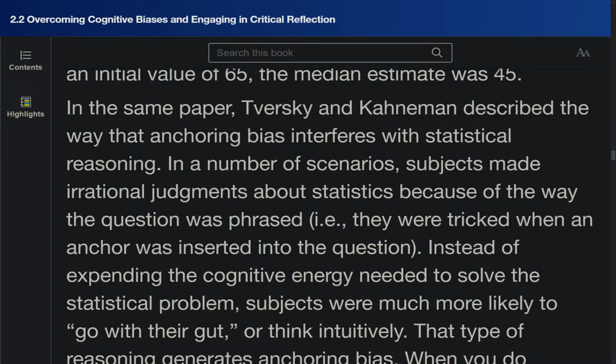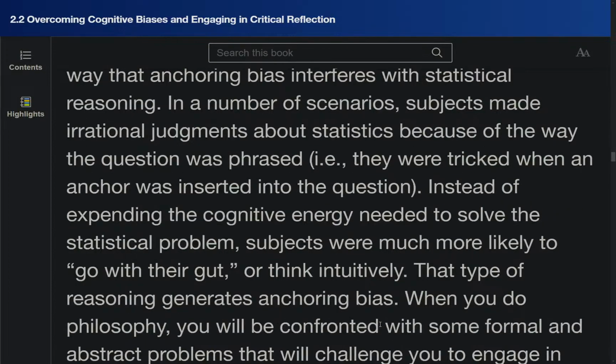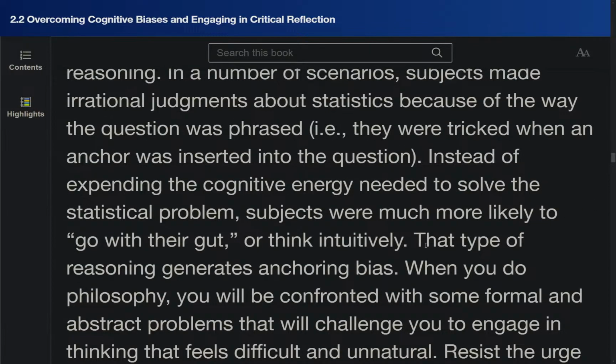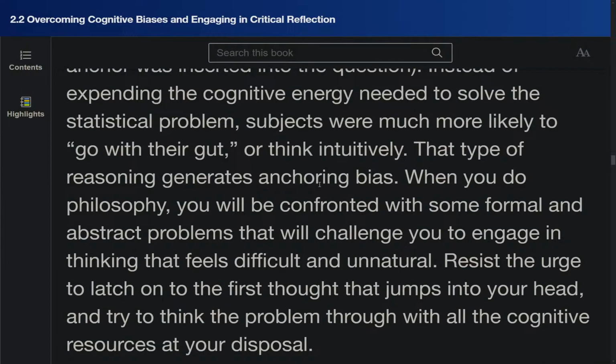In the same paper, Tversky and Kahneman described the way that anchoring bias interferes with statistical reasoning. In a number of scenarios, subjects made irrational judgments about statistics because of the way the question was phrased. They were tricked when an anchor was inserted into the question. Instead of expending the cognitive energy needed to solve the statistical problem, subjects were much more likely to go with their gut or think intuitively. That type of reasoning generates anchoring bias.